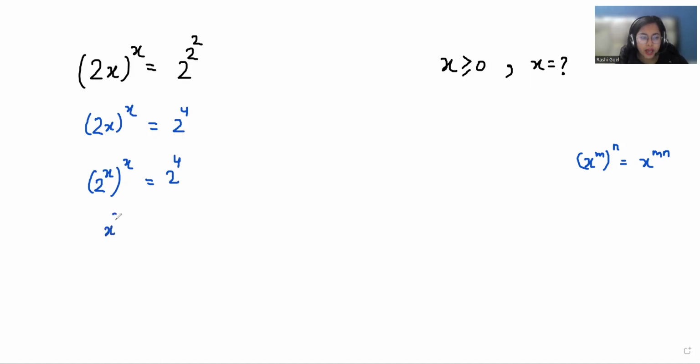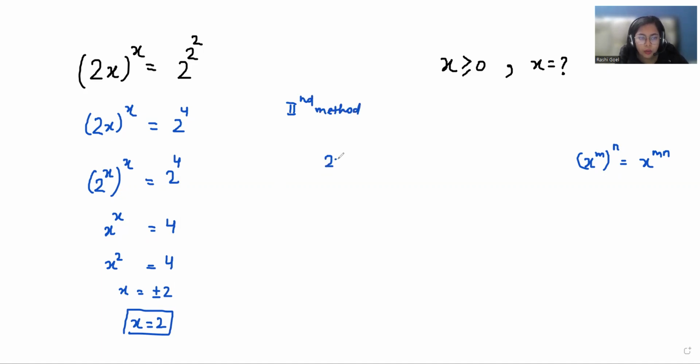So we can write it as x^x = 4, and x^x is x^2 = 4. So x = ±2. We know that x is greater than or equal to 0, so we reject the negative case. So the value of x is 2. Now we have a second method also.